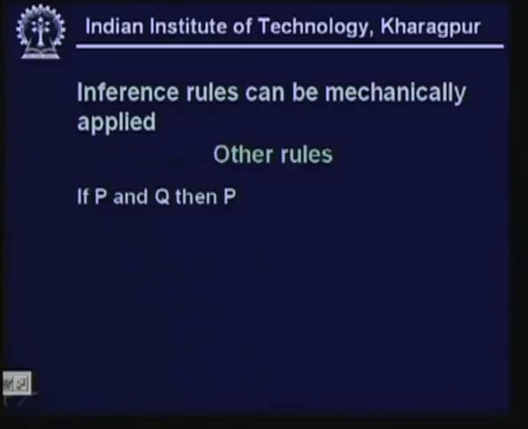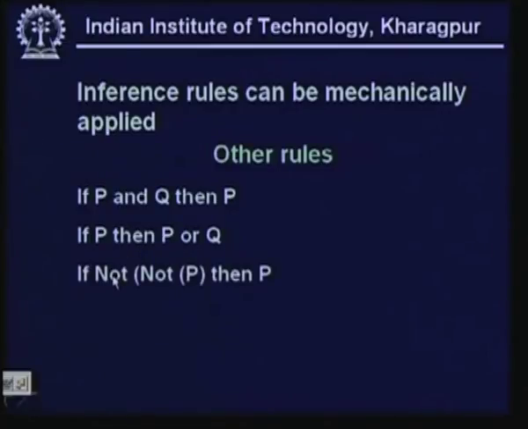Like, which you can see through your common sense. If P and Q, if P is true and Q is true, then obviously P is true. Okay? If P is true, then P or Q is true. All right? If not of not P is true, then P is true. It's a double negation, so these two will cancel out each other, and then we'll get P.